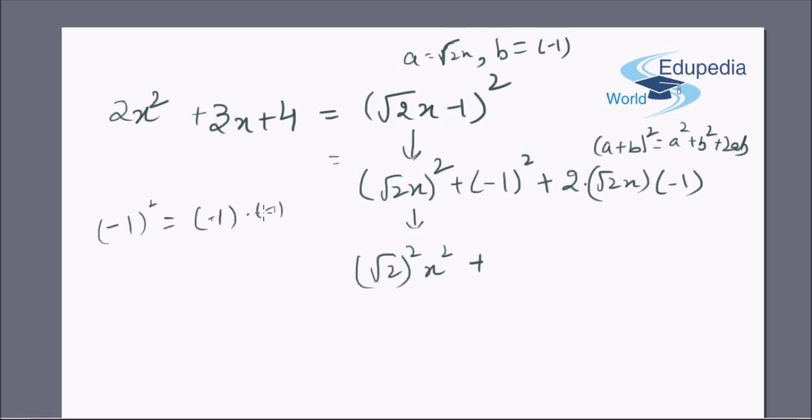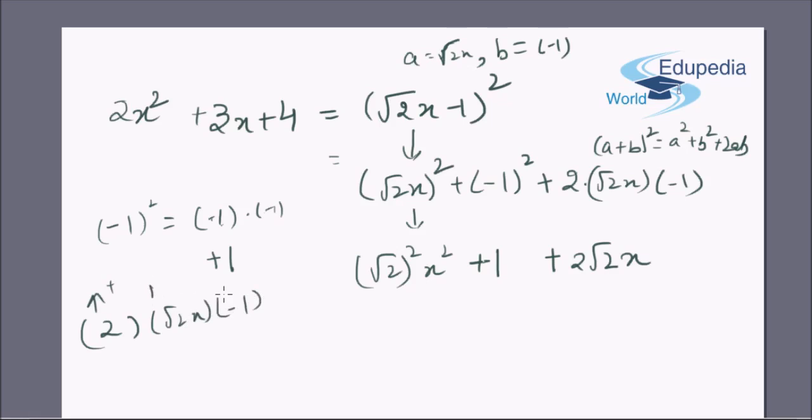Now negative into negative is positive, and 1 into 1 is 1. Thus we have 1 over here. Similarly, 2 into under root 2 is 2 under root 2, and x as it is, and all these have positive sign, that is 2 is positive, under root 2x is again positive, and minus 1 is negative. Now positive into positive is positive, whereas positive into negative is negative. Thus all in all, this whole term will have a negative sign.